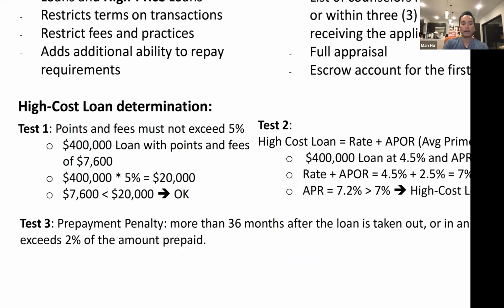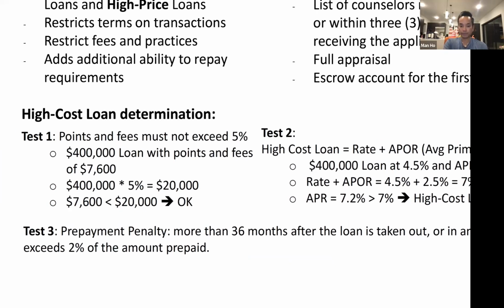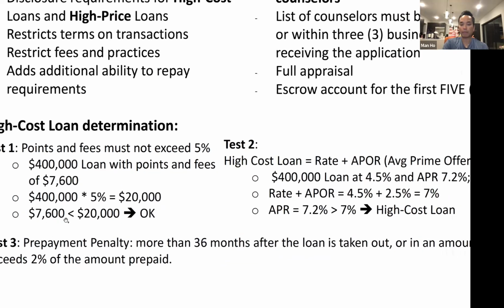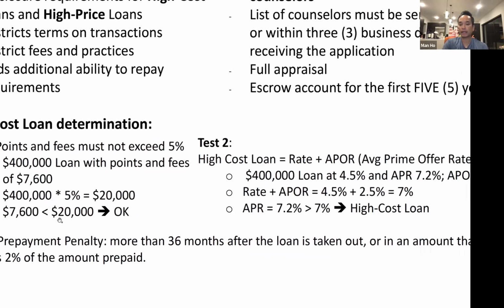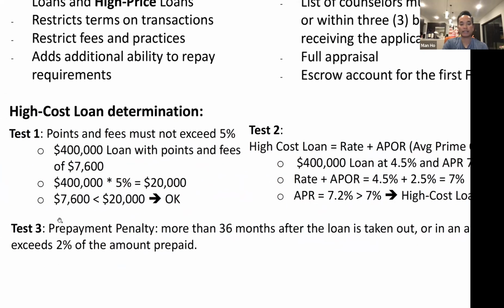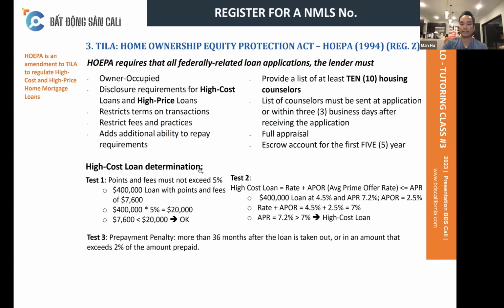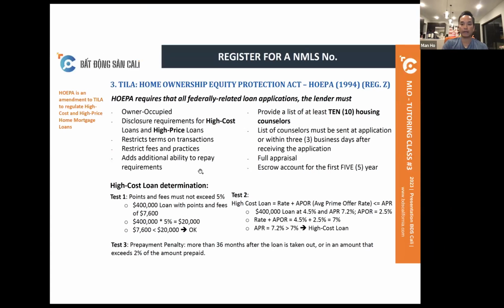Okay, test number 3. Is there any prepayment penalty? A prepayment penalty that applies more than 36 months after the loan is taken out, or in an amount that exceeds 2% of the amount prepaid, is considered a high cost loan. Usually your prepayment penalty is like 3 years or less. If it's more than 3 years, it's considered a high cost loan. Or if the amount that you pay for the prepayment penalty is more than 2%, then it is a high cost loan. Okay, so those are the 3 tests that you can use to determine if the loan is high cost or not.